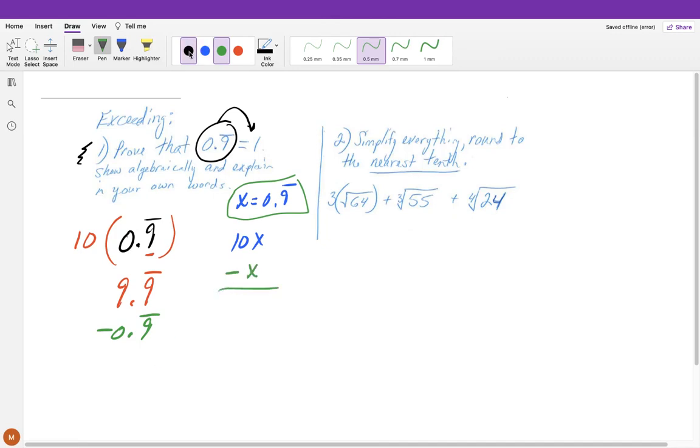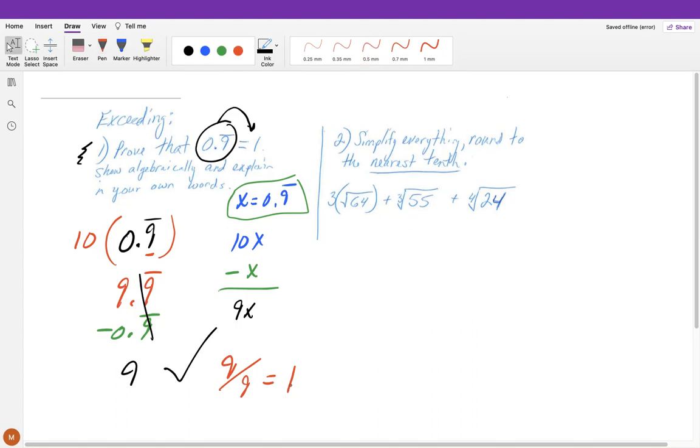So now this is going to cancel out all of our decimals, and 9 minus 0 is 9, and 10x minus x is 9x, and that tells us what we're going to end up dividing by. So we're combining these two into one fraction, and we get 9 over 9, which is equal to 1. So that is showing it algebraically.